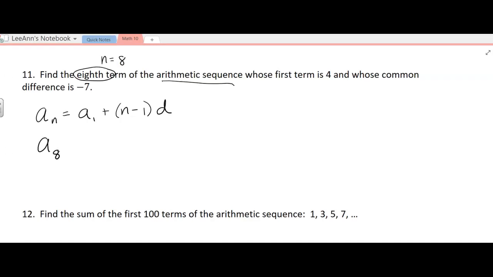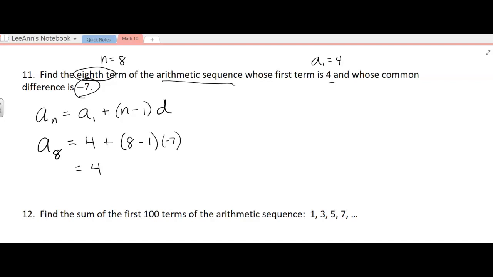So a sub 8. The first term is 4, so that's a sub 1 is 4. Now, what's n? 8, because we're finding the 8th term. And then the common difference is negative 7. So they tell us everything we need to know. We're finding the 8th term. First term is 4, n is 8, and the common difference is negative 7.